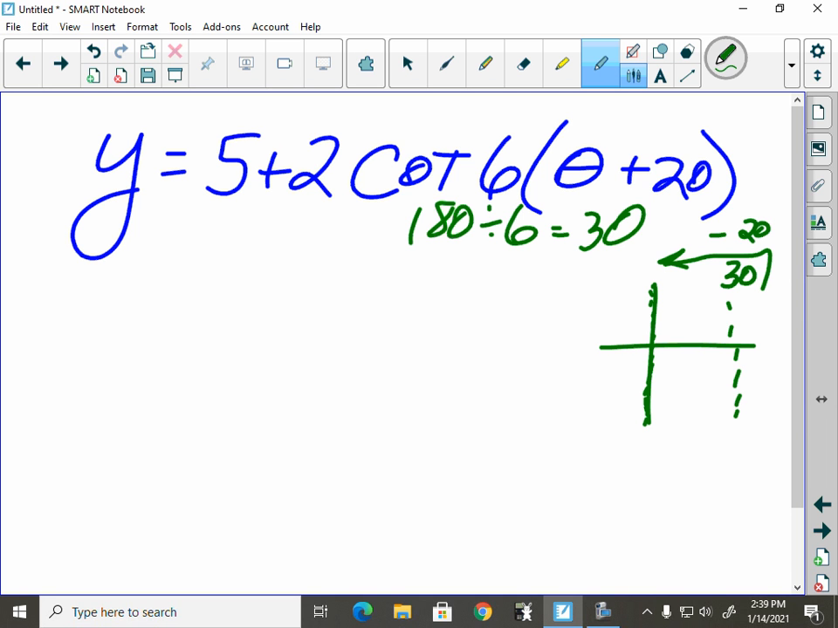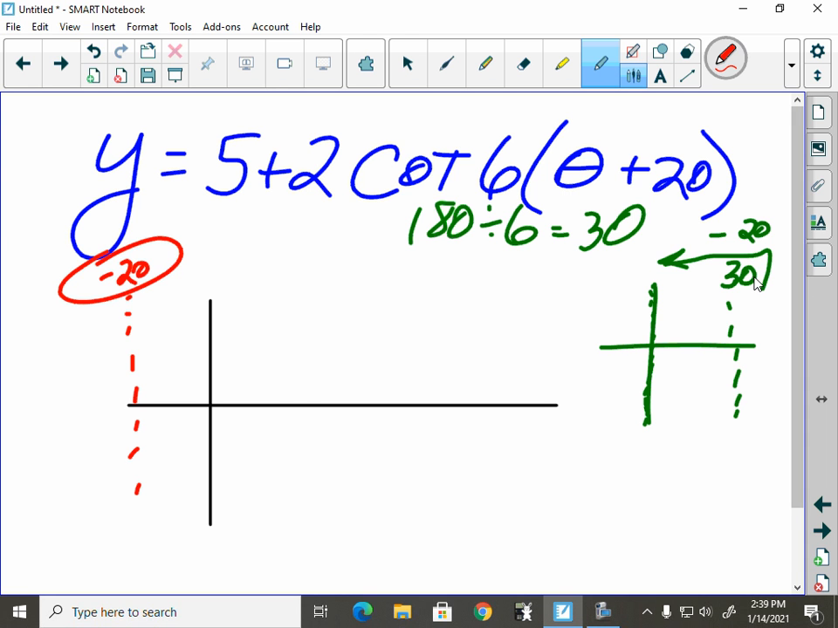Okay, so 20 to the left is going to move 0 to -20. 20 to the left is going to move 30 to 10. That's still a jump of 30. Way to go. That's still a jump of 30. That's what I wanted. And then this is 5. This is 7. This is 3.